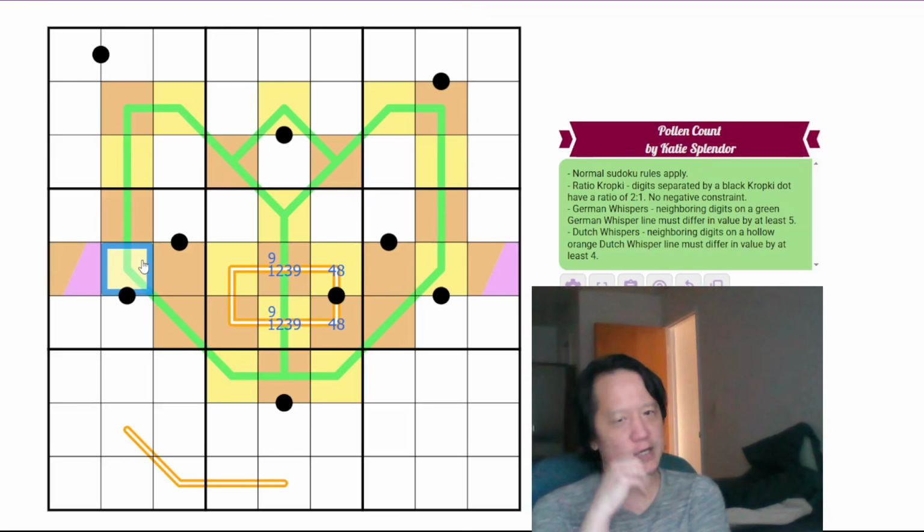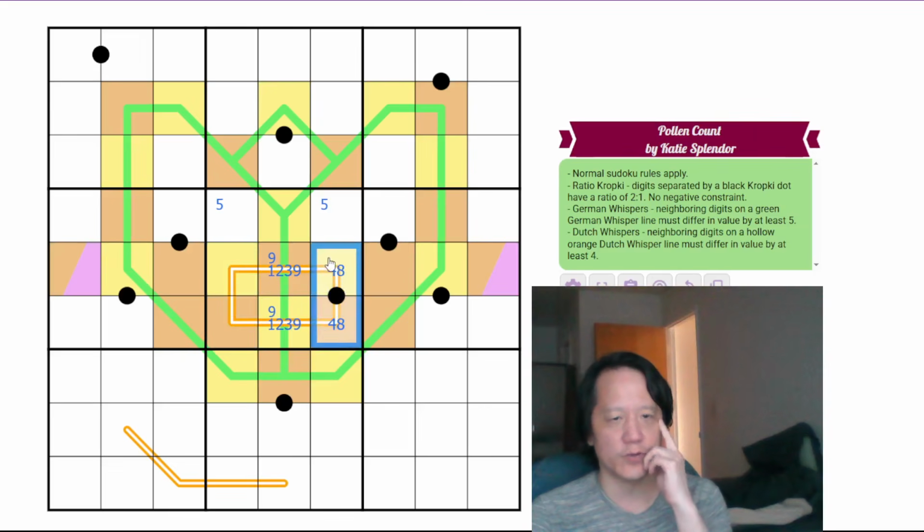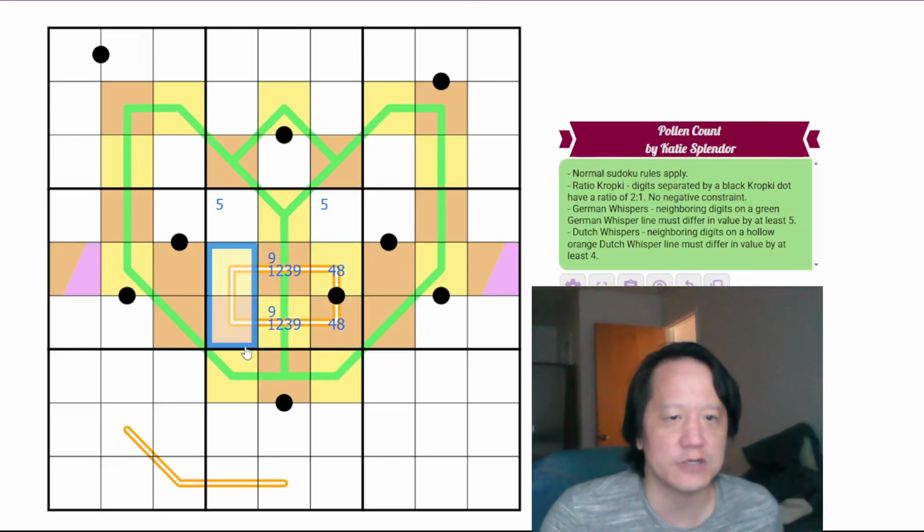What else do we have? In this central box, 5 cannot be on the Whisper 5 line, so 5 has to be one of these two. And these are all low and high digits, because we tried having 5 on the Whisper 4 line, and that wasn't going to work with the way that these lines were set up.